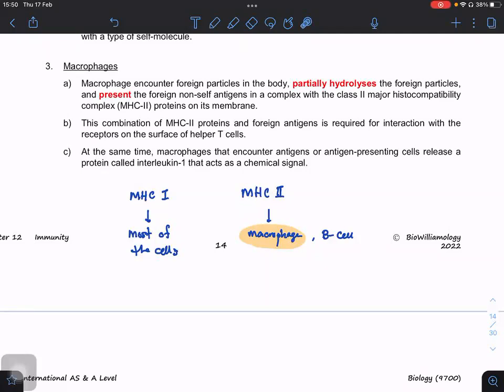At the same time, macrophages, or antigen presenting cells, release a protein known as interleukin-1. In our syllabus, you do not need to know about this. Interleukin-1, you just say that it's a cytokine that acts as a chemical signal. If you're a bit confused here, don't worry. Let me draw the diagrams and then you may be able to see the overall picture.